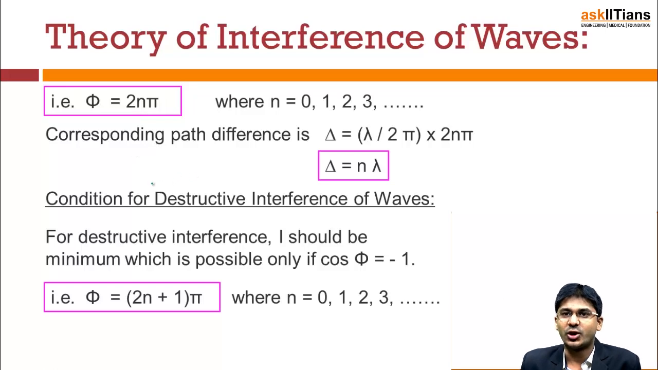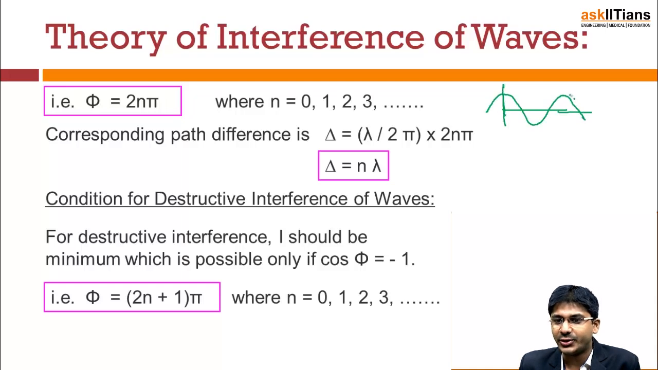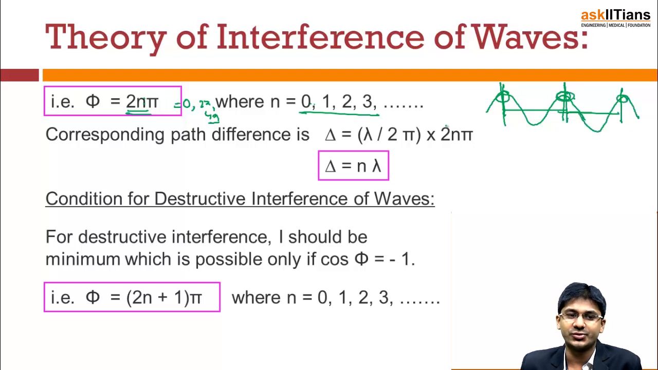Now we know that cos phi is plus 1 when the cos graph is like this. So it is plus 1 at 0, at 2 pi, at 4 pi. So it's 2n pi where n is an integer. When n is 0, you have 0. N is 1, you have 2 pi. N is 2, you have 4 pi. So you can see at 0 it is maximum plus 1. At 2 pi again its value is plus 1. Again it will be plus 1 at 4 pi. So this is what the phase is.